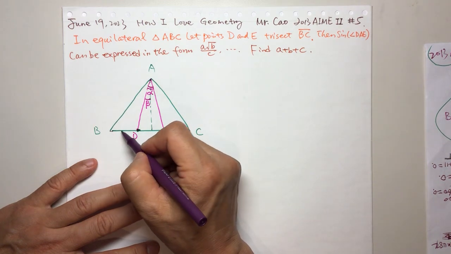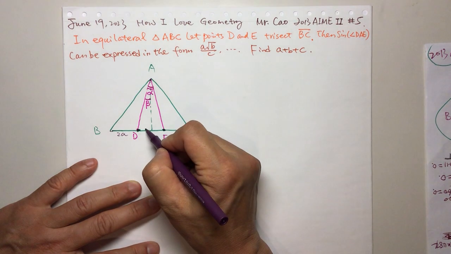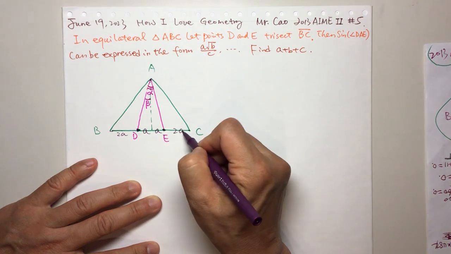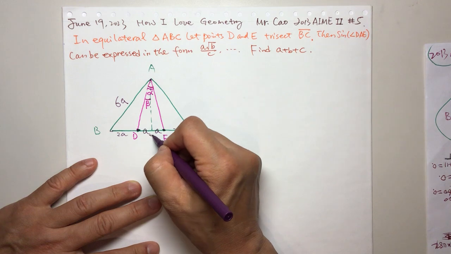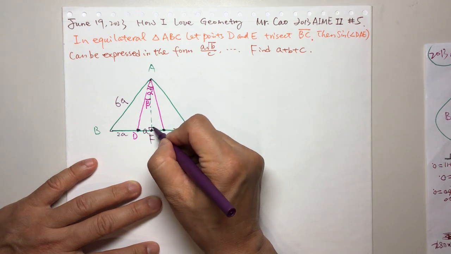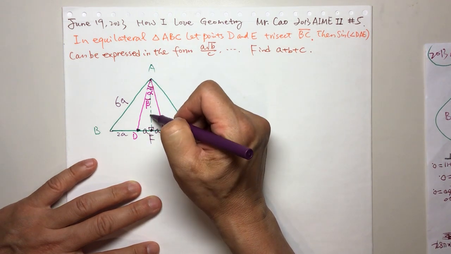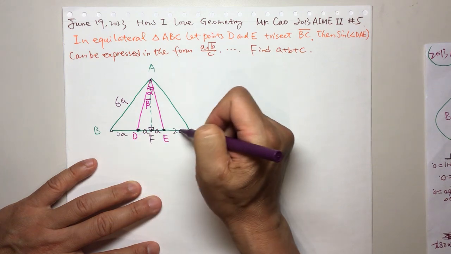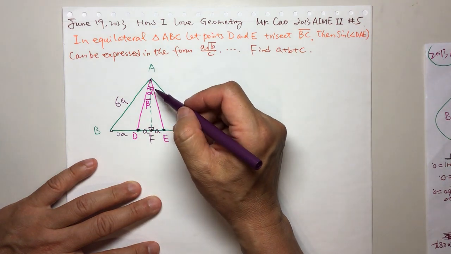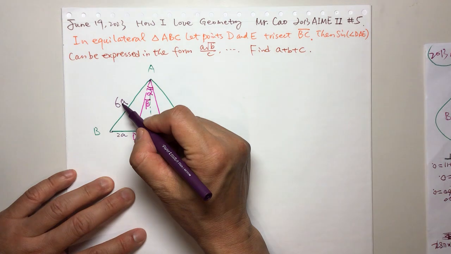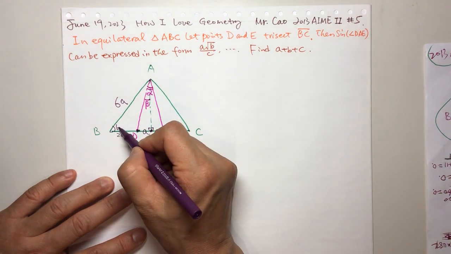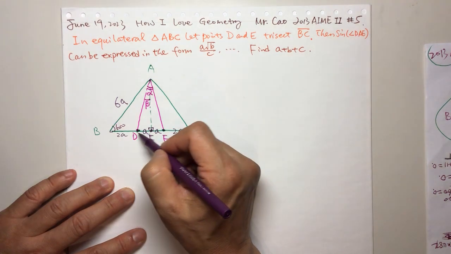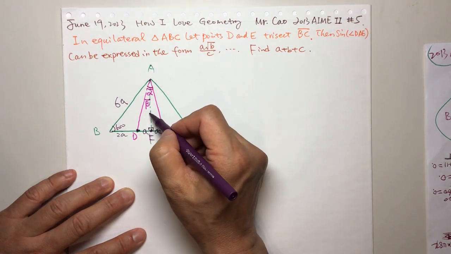So this is trisected. Let us say this is 2a. So this is a, this is a, 2a. So this is 6a. Then let me say this is F, the bisector, so F is the midpoint. So in triangle ABF, this is 30 degrees, this is 60 degrees, and 90 degrees. So this is 3a.